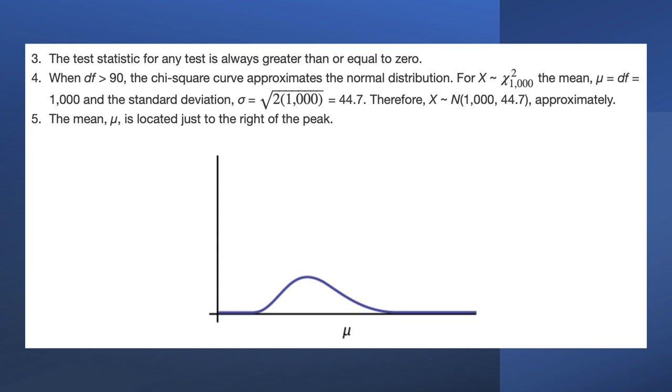Next, the mean is located just to the right of the peak, and that's because the tail goes a little bit out. So the mean pulls the tail up just a little bit. But it's almost a normal curve, so that allows us to implement some normal curve ideas.